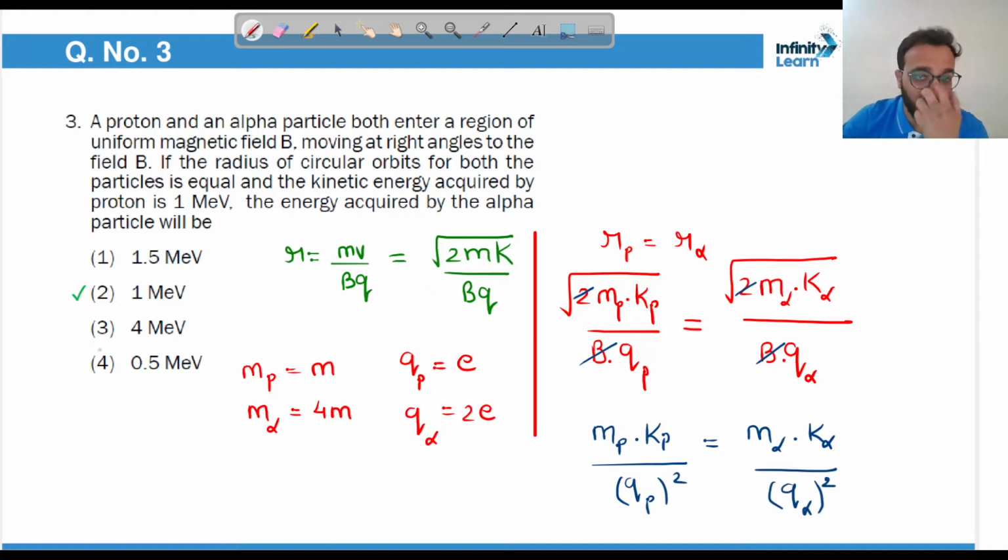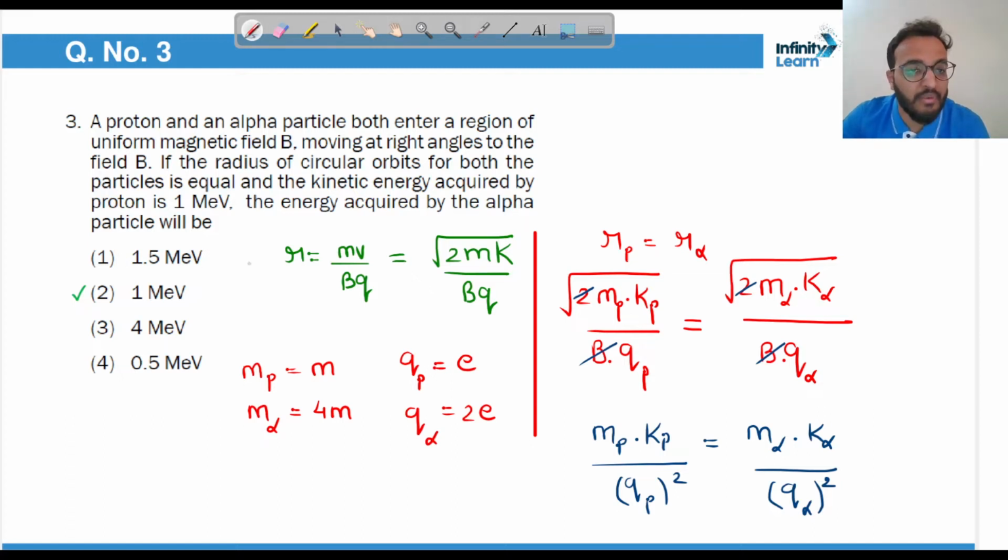Okay. Now here, a proton and an alpha particle both enter a region of uniform magnetic field B, moving at right angles to the magnetic field B, right? So the radius of the circular orbits for both the particles is equal, the radii are given the same, and the kinetic energy of the proton is given, and they want us to find the kinetic energy of the alpha particle. In this question I have written the solution perfectly well.